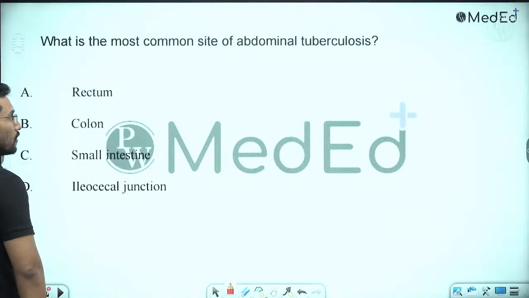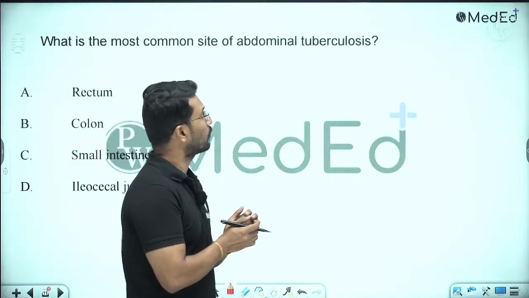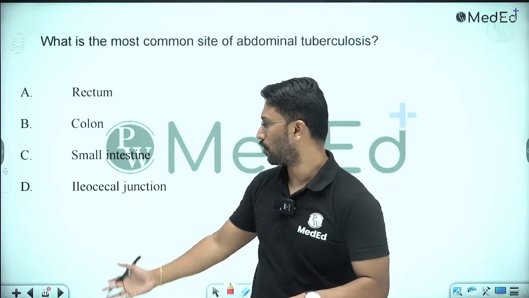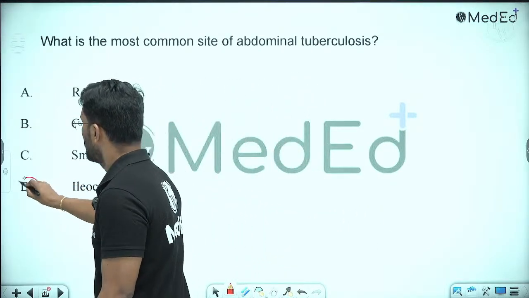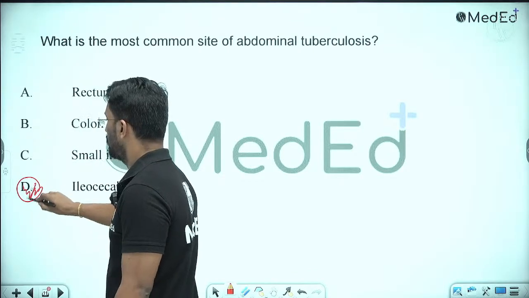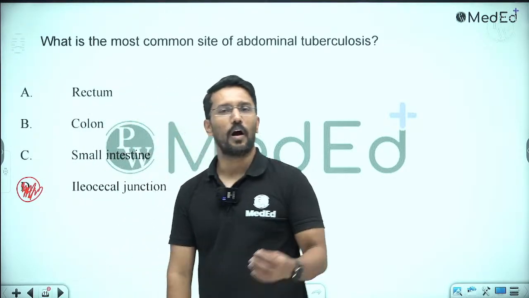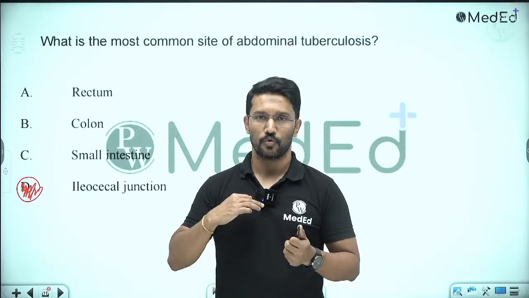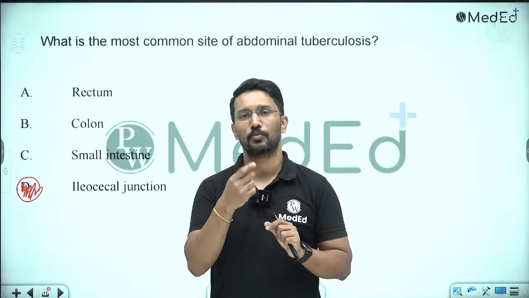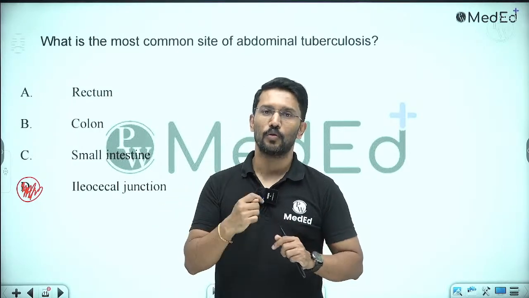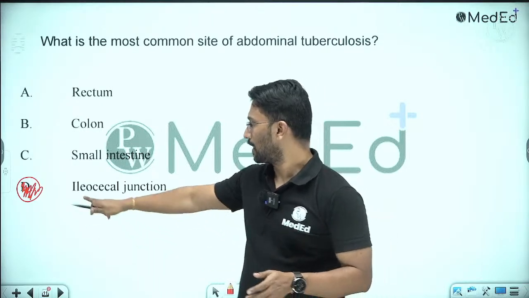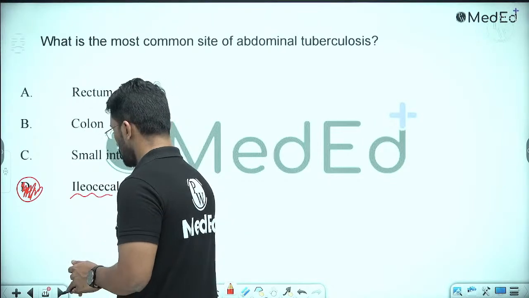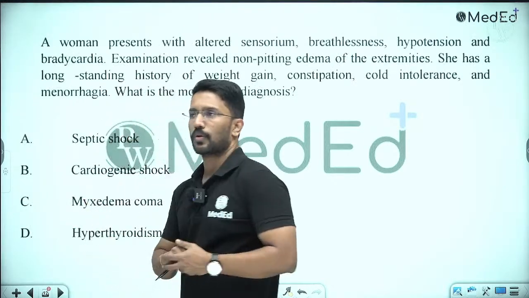Okay, now let's move to the next question. What is the most common site of abdominal tuberculosis? This is a very simple, straightforward, repeatedly asked question. The most common site of abdominal tuberculosis is usually ileocecal junction. Why is ileocecal junction the most common site? How do tubercle bacilli reach the ileocecal junction? Mostly by patients who cough out. They have tubercle bacilli in the sputum and they swallow the sputum. The swallowed sputum is generally inoculated in the ileocecal junction, making that the most common site for bowel tuberculosis.